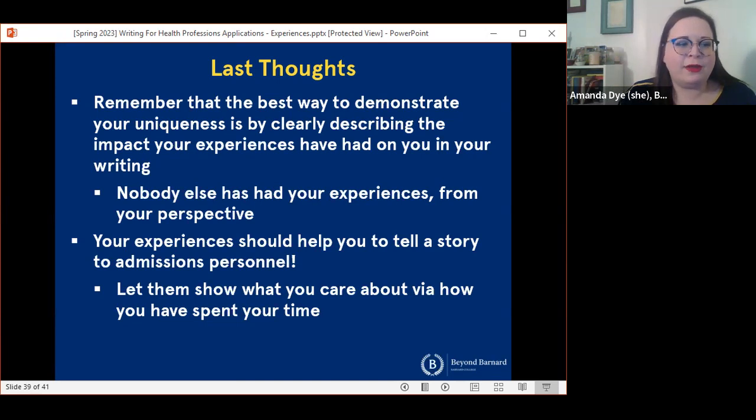Being able to express yourself in writing is a skill that takes a lot of time to develop, but it's a very important one for this application process and for every application process you're going to have moving forward. And so I think doing what you can to make sure that every single piece of writing in your application, not just the personal statement, but also this section, really speaks to why you are doing the things that you are pursuing, right? You want your experiences to tell that story to admissions personnel and to help them understand what you care about through the lens of how you've spent your time.